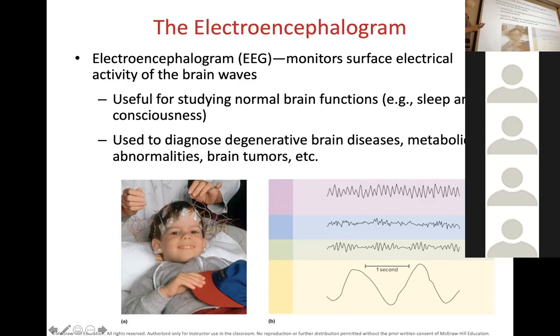It can diagnose degenerative brain diseases, so Alzheimer's, dementia, that kind of stuff can be diagnosed using an EEG. Metabolic abnormalities, so if your brain isn't using glucose appropriately, that will show up in the electrical waves a lot of times. Brain tumors, anything that's blocking those electrical signals in the brain.